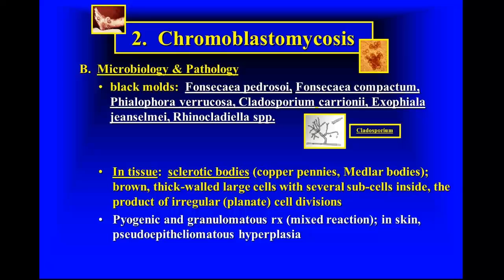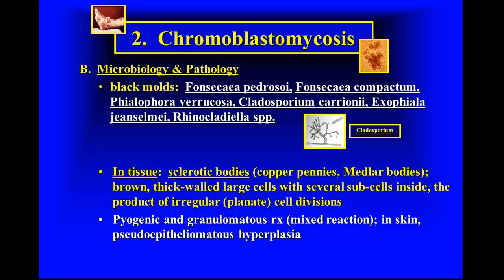There are many species that can cause chromo, mostly within the genera Fonsecaea, Cladosporium, and Phialophora. What I'm covering today is what happens to this. Remember, it's one of your 7 dimorphics: Histoplasma, Blastomyces, Coccidioides, Paracoccidioides, Chromo, Sporo, and Penicillium marneffei.